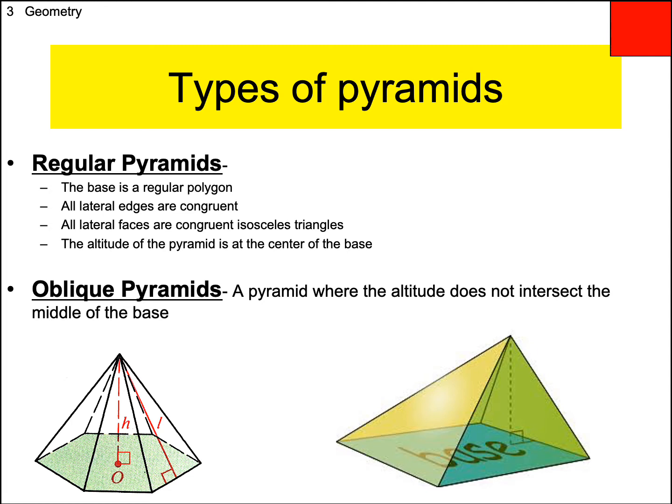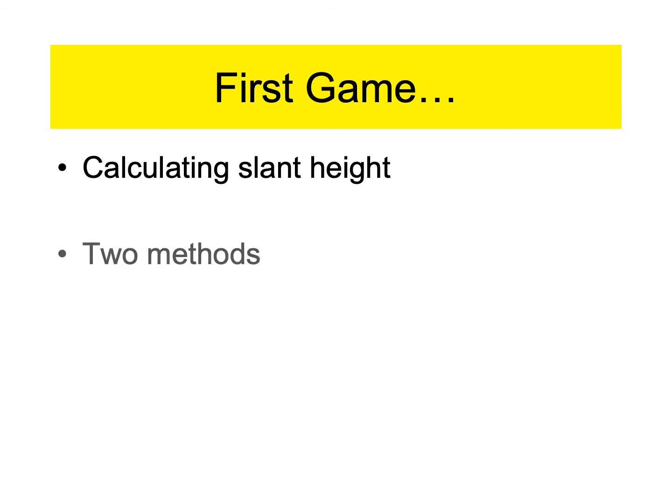Okay, so those are the two types. So we're going to play, I think, 2 games today. The first game is to calculate the slant height. Not a very challenging thing to do. The most challenging thing is to make sure that you understand where the slant height is.